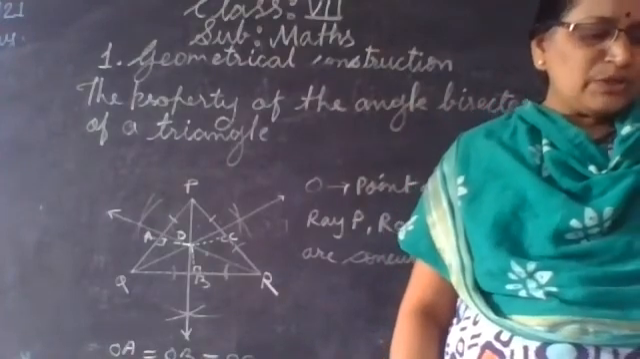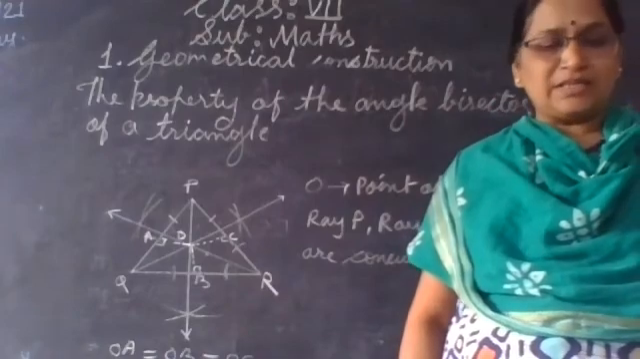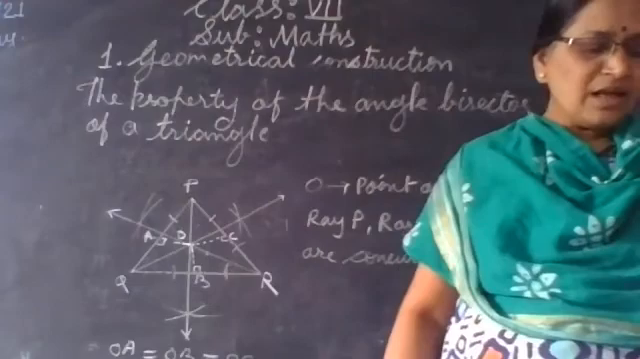Now question number 2 is: draw angles of the measures given below and draw their bisectors. So in question number 2 you have to bisect the angle.